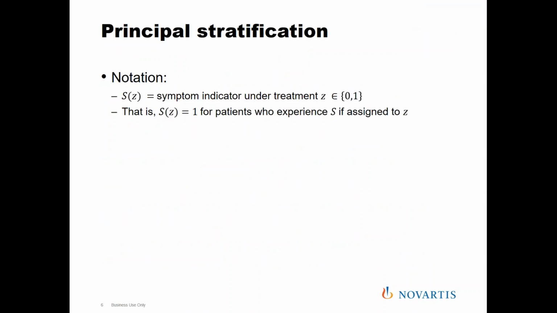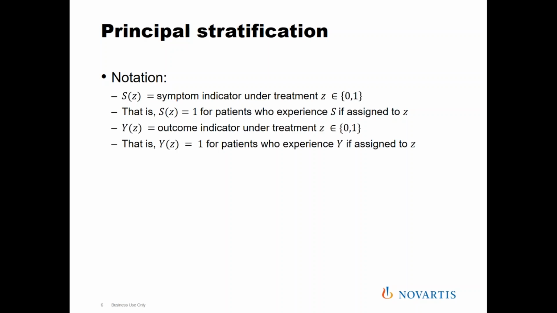So I'll now talk about principal stratification, and for this I use a little bit of notation, which should be quite familiar after Dan's talk. So we have S of Z as a symptom indicator under treatment Z, where 0 is placebo and 1 is active. So S of Z equals 1 for patients who would experience these symptoms S if they're assigned to treatment Z. Similarly, we have Y of Z as an outcome indicator for the primary outcome. So Y of Z equals 1 for patients who would experience the outcome if assigned to treatment Z.